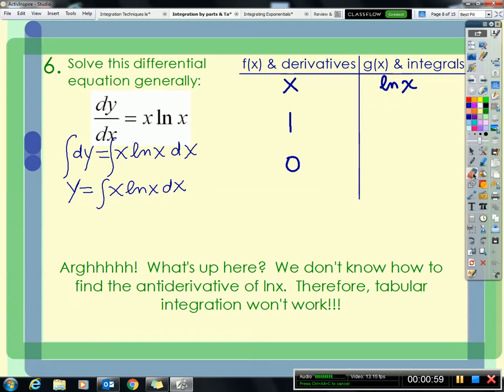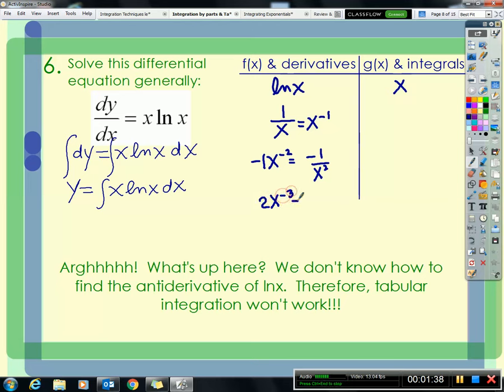Why don't I try it the other way around? Maybe in this one, I need to reverse the order. So let me make ln x the f of x part that I'll do the derivatives for, and x be the g of x part I'll do antiderivatives for. So the derivative of ln x is 1 over x, which is x to the negative 1. The derivative of x to the negative 1 is negative 1x to the negative 2, which of course is negative 1 over x squared. The derivative of that is positive 2x to the negative 3, which is 2 over x cubed.